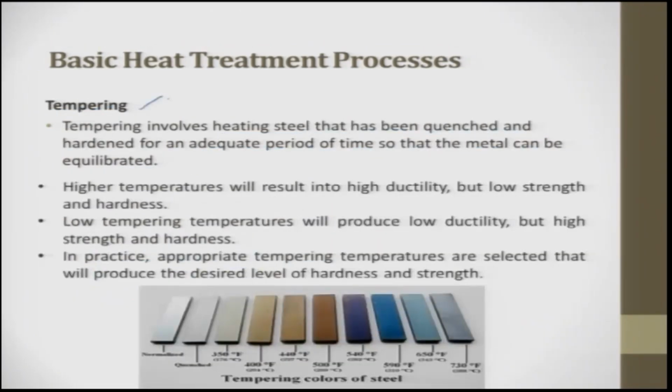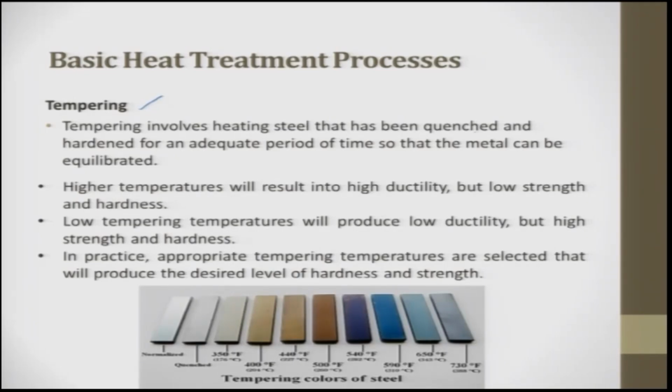So, the next one is tempering. Tempering is nothing but heating the steel, then quenching it and holding it for an adequate period of time, so that the metal can be equilibrated. You see there the tempering color of steel. If you play with the heat treatment, you can play with the color. Today people are talking about making a shape, then doing heat treatment. When I do heat treatment, it introduces a color which removes the painting operation.